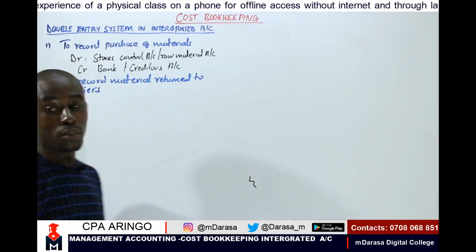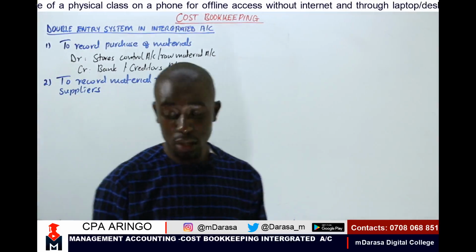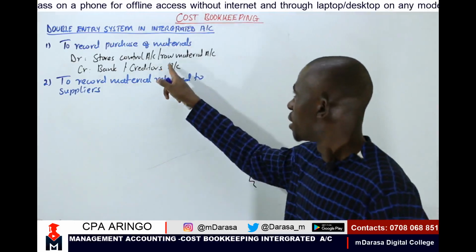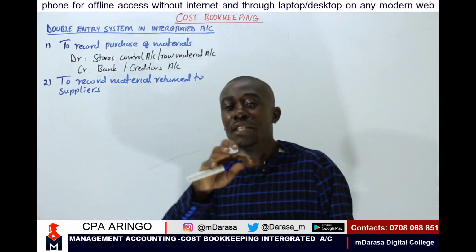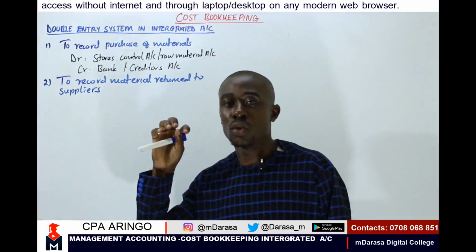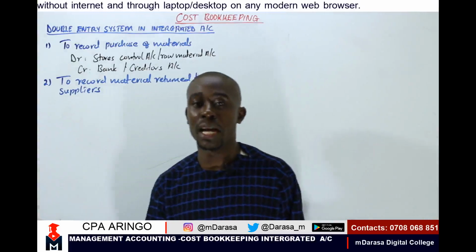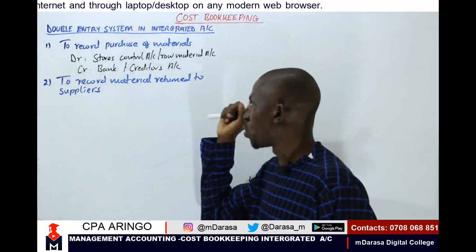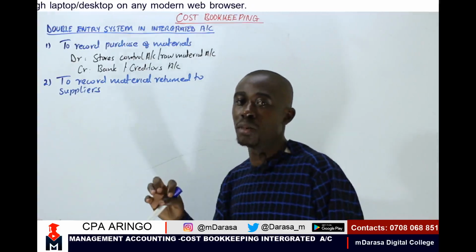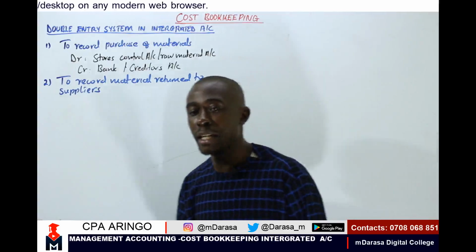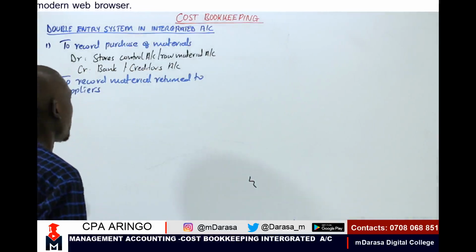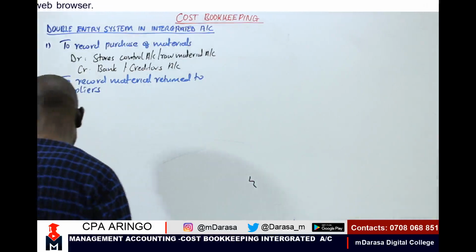In this case, you want to record materials that we return to suppliers. Which accounts are to be affected? Of course, one is the raw materials account, because I'm reducing the raw materials in our stores and returning them to suppliers. If I'm reducing the raw materials, it means that we are crediting that account. So to record raw materials returned to suppliers, I'm going to have this component.